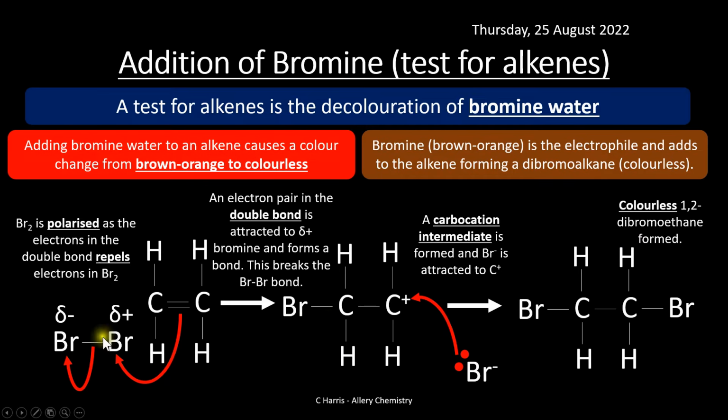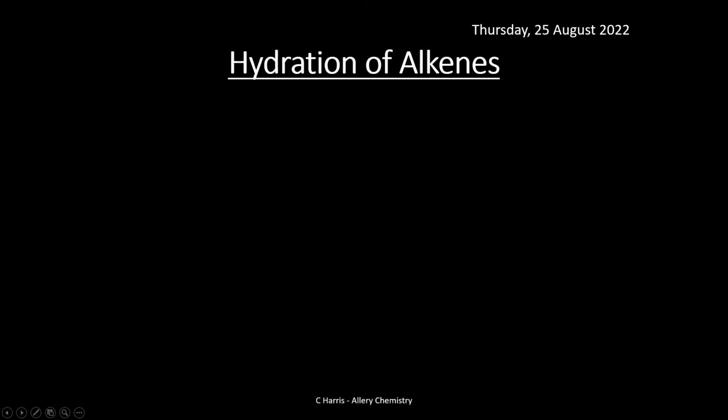So this bit here is browny orange, that's colourless, and when we add that to that, we form this product here, which is colourless, and that's how we can say it's basically a test for alkenes. Quite smart, eh? Right, so let's have a look at some other reactions.